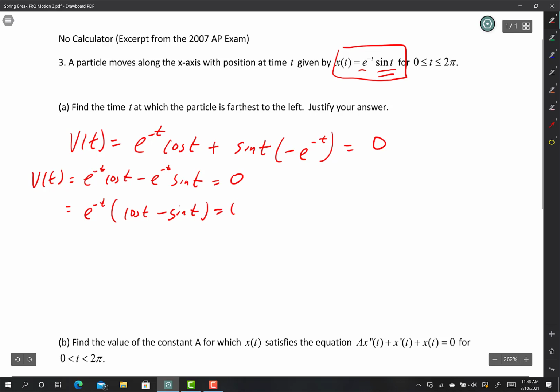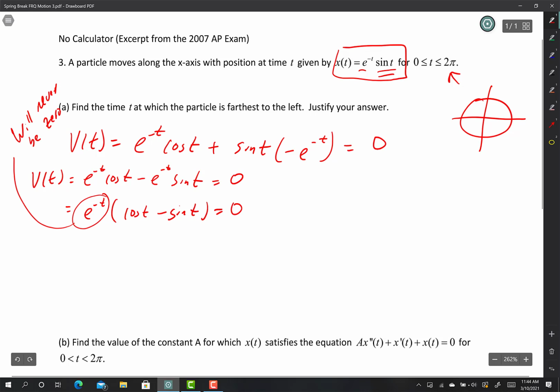Perfect. So you got to have some knowledge about the unit circle. I am literally only looking between 0 and 2 pi. And the only way this will zero out, e to the negative t will never be 0. And that's just for notes purposes. I wouldn't actually write that on the AP exam. But cosine t minus sine t will be 0. I need to know where cosine and sine have the same magnitude, because I'm going to be taking a number and I'm going to subtract that same number.